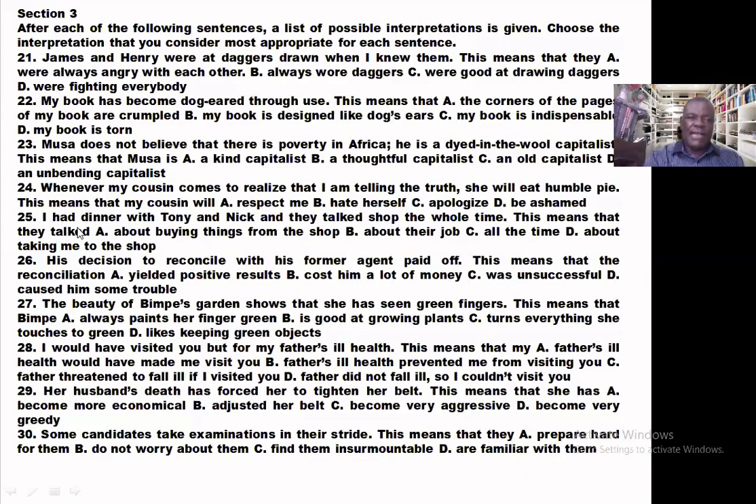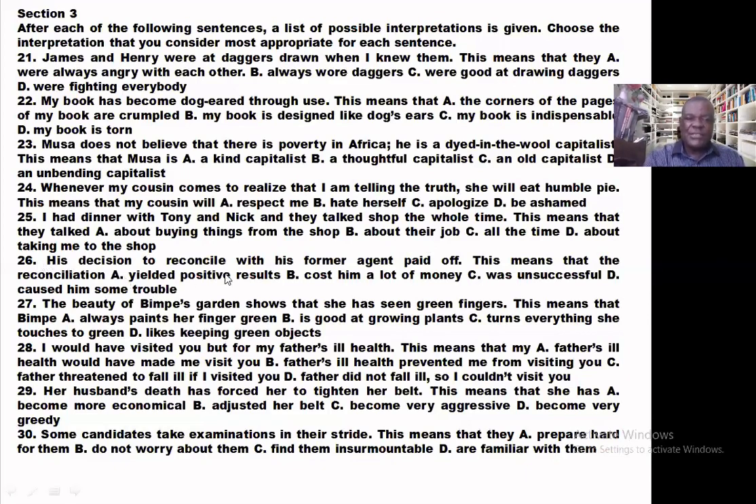Number 25, I had dinner with Tony and Nick, and they talked shop the whole time. This means that they talked A, about buying things from the shop, no. B, about their job, of course, that's correct. When you talk shop, you are discussing things about where you work or where you do business. So the correct thing is that they were talking about their job. When people talk shop, they're always talking about their profession or their career or their workplace.